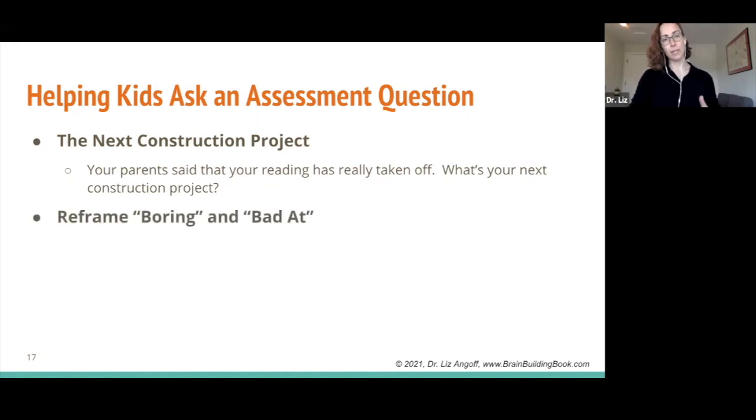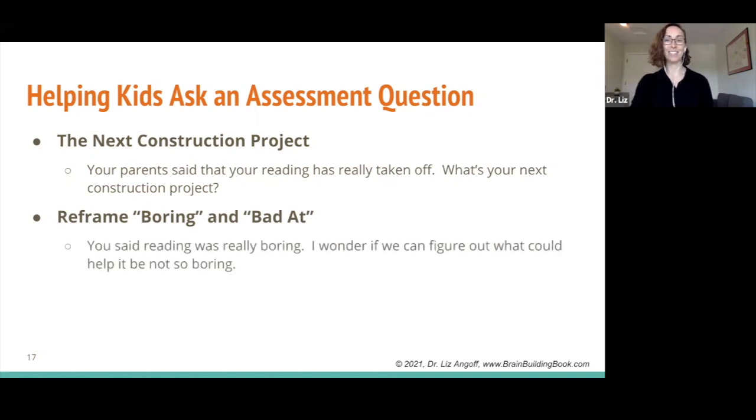The reframing: boring or bad at. This is another way that kids might not be saying this is hard for me. They'll say it's not hard. I've had this conversation a couple of times. It's not hard, it's just boring. But that is a question. I wonder if we can figure out what would help it be not so boring.